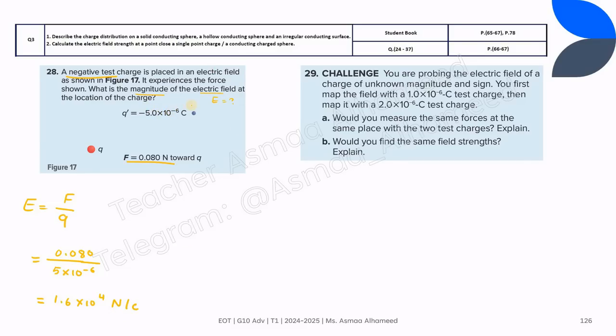Now let's see where is the direction. Here is my positive charge and the electric field looks like this. Now where is the force going to be on the charge? It will be in this direction.